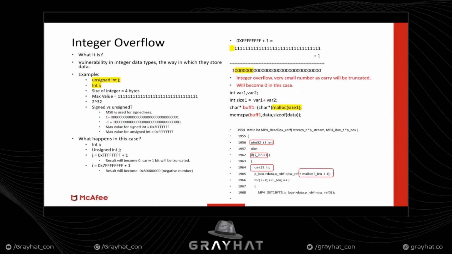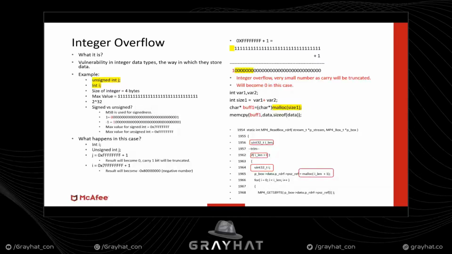An integer overflow is a vulnerability in integer data types, related to the way in which they store data. If you have done some programming in C or C++, you may be aware that there are different data types like integer, character, float, long, double, etc. Each of these data types has a specific size. In the case of integer, there can be two types: first is unsigned and second is signed. Unsigned integer means it will save only positive values, while if you want to store negative values, then you need to use signed integer.